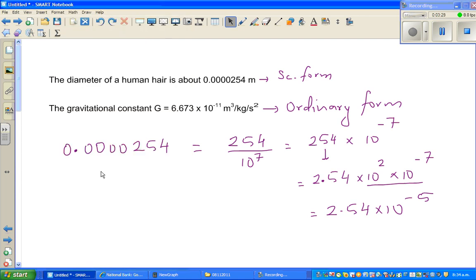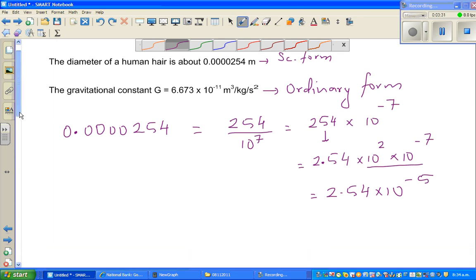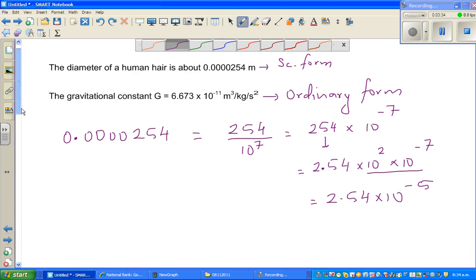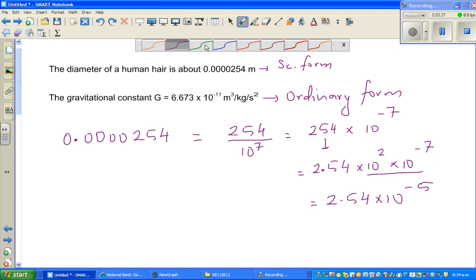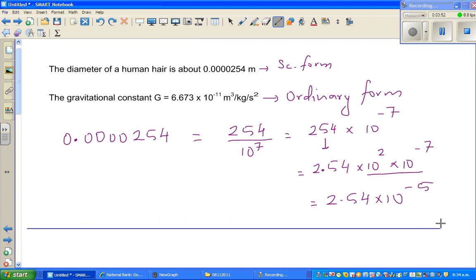Now the next number is also a small number. Let me change color, make it blue. Now you're doing the opposite process. From the scientific form, we want to write in the standard form. Let me draw a line here so that you know the separation. So this is one question and this is the next question. Here it is 6.673 times 10 to the power negative 11. Don't worry about the unit.